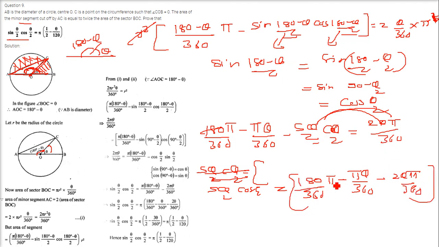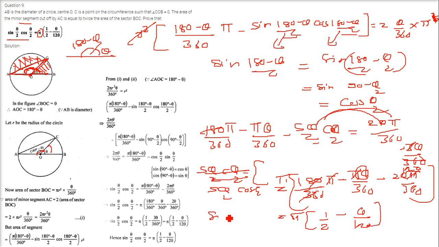Now I'm taking pi outside, because this pi is common. So pi I can take outside. 180 by 360 is 1 by 2. So pi, and now this is minus theta and this is minus 2 theta, so this will be minus 3 theta by 360. This will eventually be 3 by 3 120s, so minus theta by 120 degrees. So sine theta by 2 cos theta by 2 equals pi (1 by 2 minus theta by 120), and this is what was expected. This is what you have to prove.